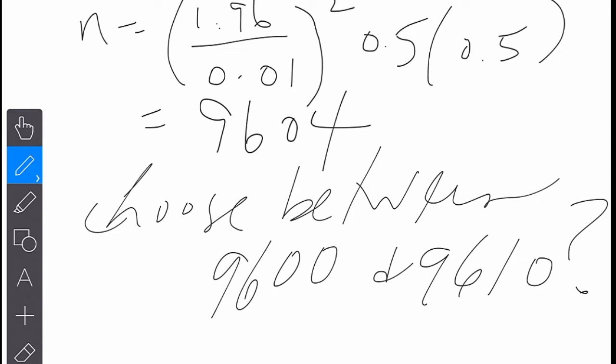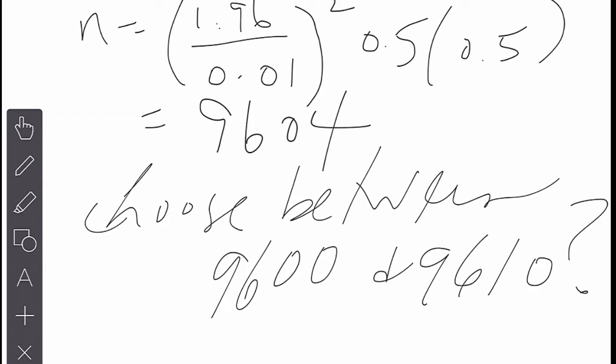Any takers? Should I round down or up? What should I be thinking about? Is it a mathematical rounding? Mathematically, I should just go with what's closer, right? 9600 is closer than 9610. Now, when I asked the original question, 10,000 was the closest, and it was rounding up. So we chose it. We never entertained the idea of 5,000, right? Because that was so far away.